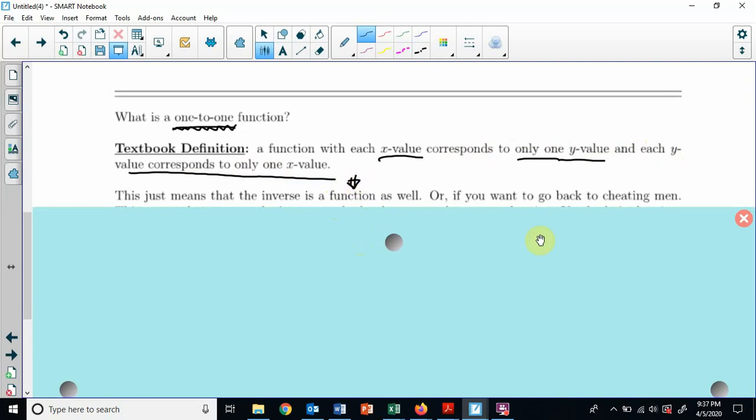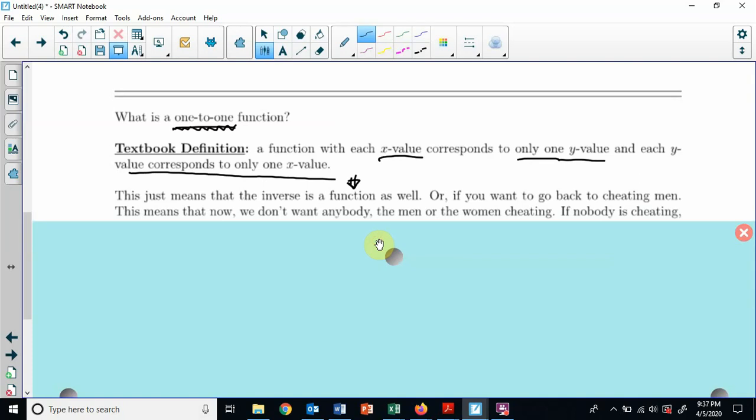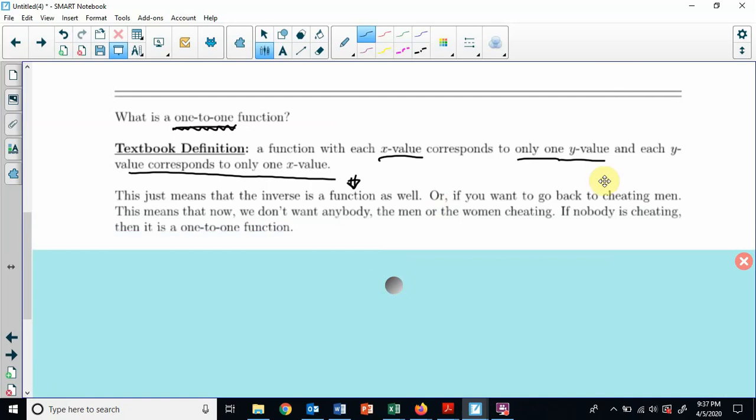Another way of thinking about this, if you want to go back to my example of the cheating men, we finally get to worry about the women cheating as well. To be a 1-to-1 function, we want nobody cheating. Men nor women. That's when we have 1-to-1. So the x's can't be cheaters, the y's can't be cheaters. If neither are cheaters, if neither are two-timing, then it's a 1-to-1 function.